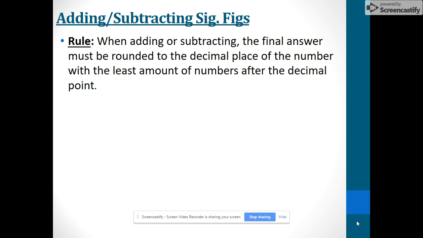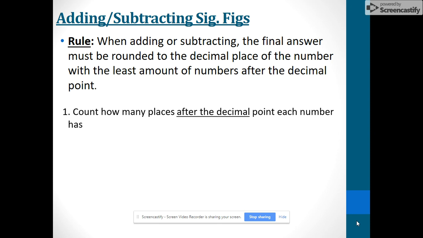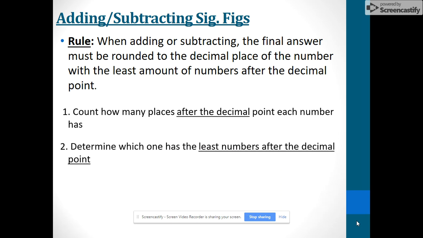The rule that we're going to follow is that whenever we are adding or subtracting numbers, we are going to round our final answer according to the decimal place of the number with the least amount of digits after the decimal point. So what does that look like? Well, first of all, we need to look at all the numbers that we're working with, and we need to count how many places after the decimal point each number has. We're going to focus on the number that has the fewest digits after the decimal point.